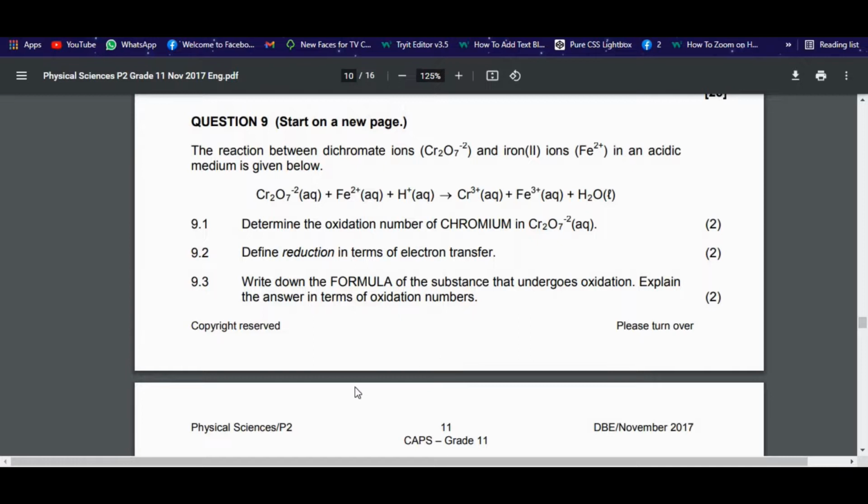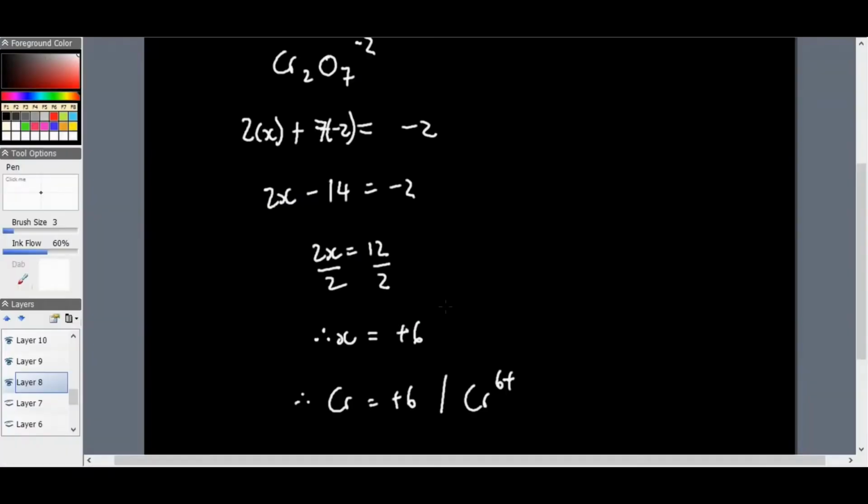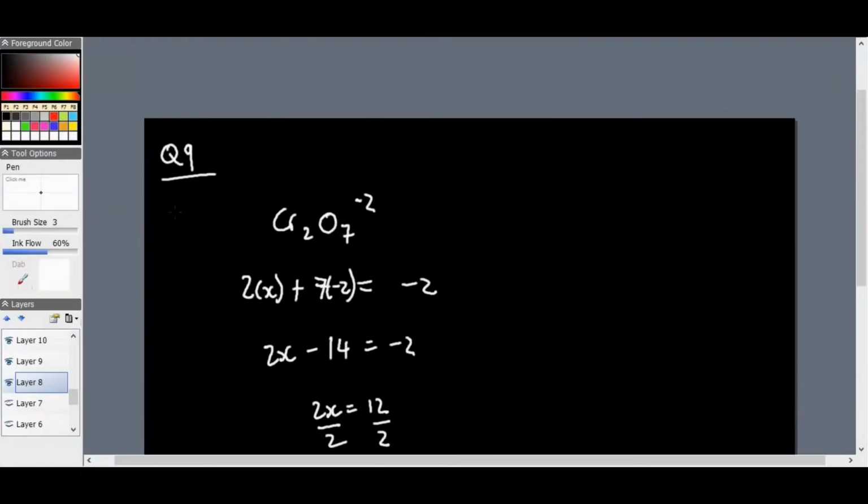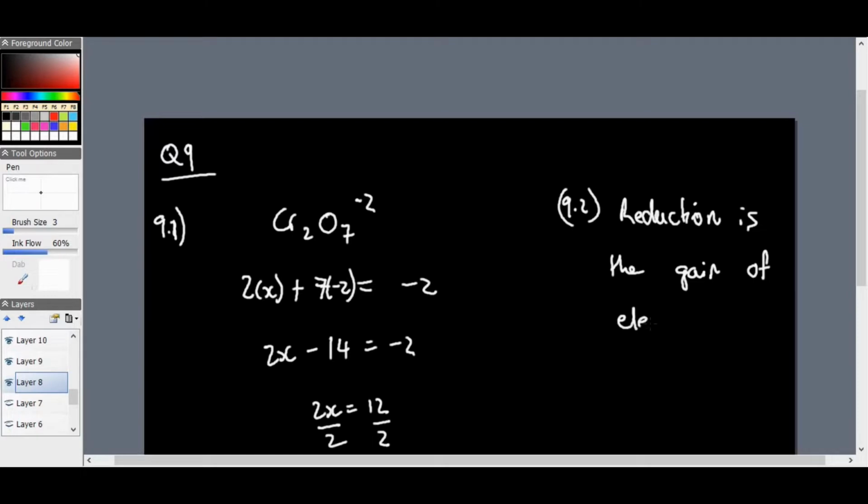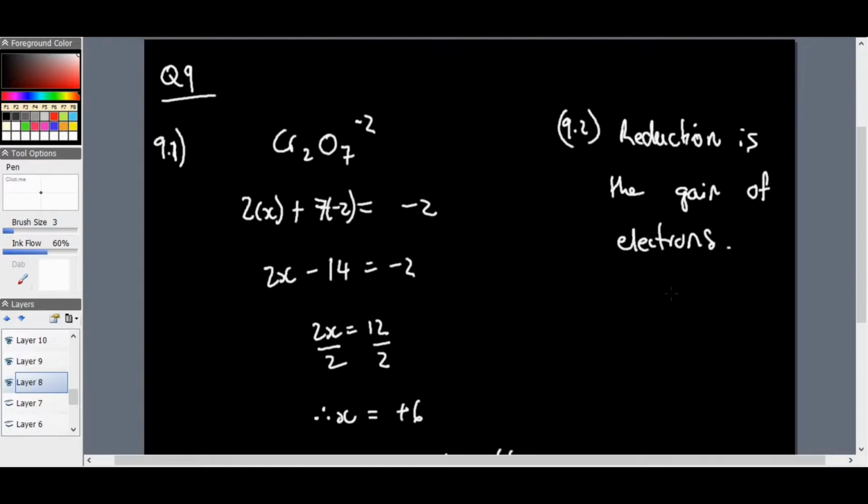Define reduction in terms of electron transfer. So this was 9.1. I'll do 9.2 on the side because I can. I'll just do 9.2 here. Reduction in terms of electron transfer is the gaining of electrons, or is the gain of electrons. Don't just write gain of electrons. That's not a full sentence. Still keep your sentences nice and full.